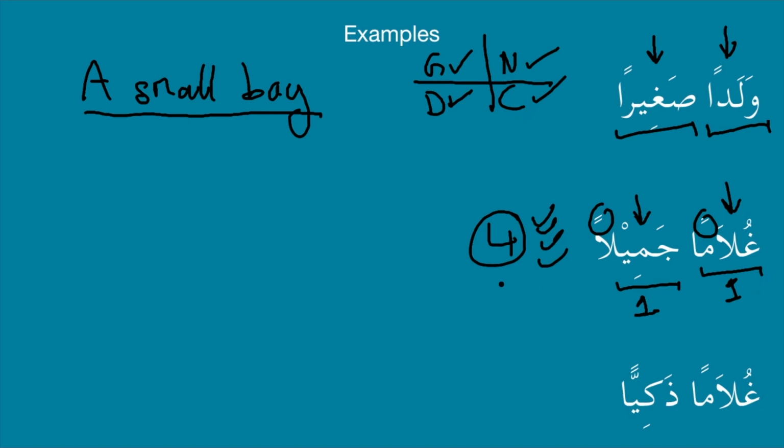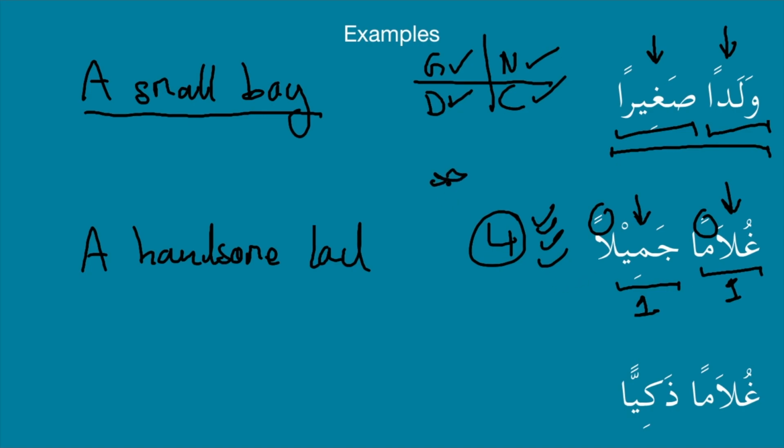So this would mean a handsome lad. Yeah, a handsome lad. We know that this is relevant because Yusuf alayhi salam is obviously a waladan saghiran. He's a small boy, and he is also a ghulaman jamilan. Jamilan jiddan. You know, we'd say jiddan if we're saying that he's very, very, very handsome. Yeah, we'll come on to that word another time.